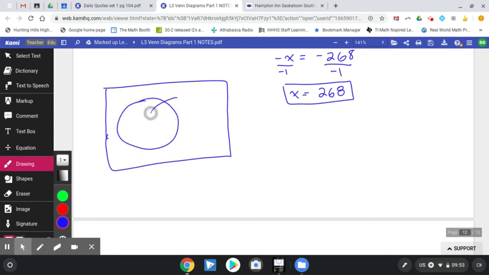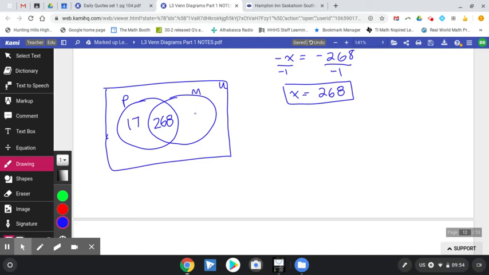So the middle section, 268. So that would be the number of households that have both a PVR and an MFP. I did 285 subtract 268 to get 17 here. Now that would be the number of households that have a PVR only. So they have a PVR, but they do not have an MFP.